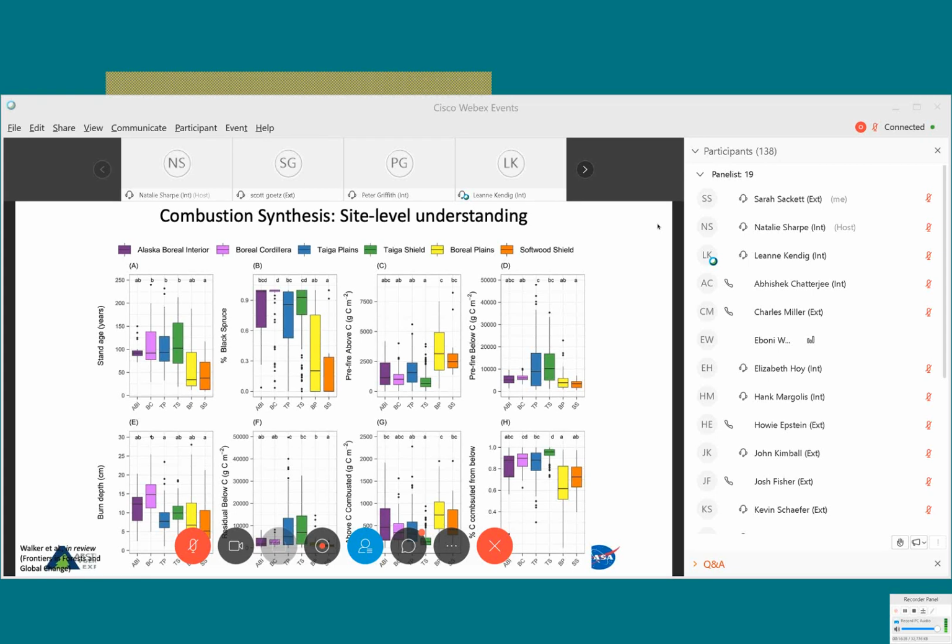So here they are organized from the Alaska boreal interior, in the northwest, going down to the southern part of the boreal and ABoVE domain with the boreal plains and boreal shield. So you can just hit the next slide, please. Yeah, there you go.